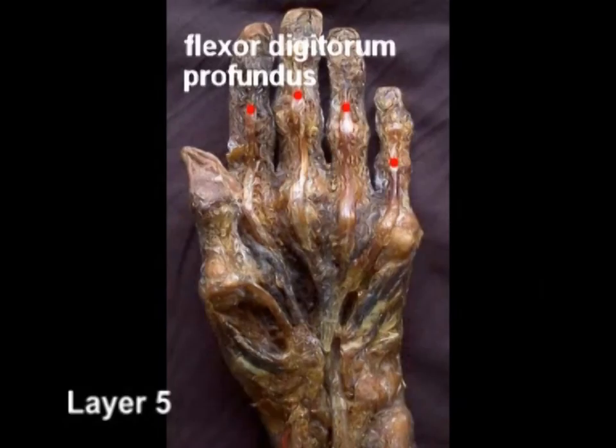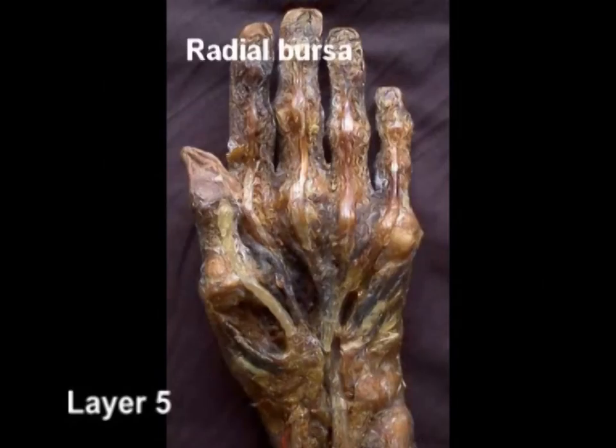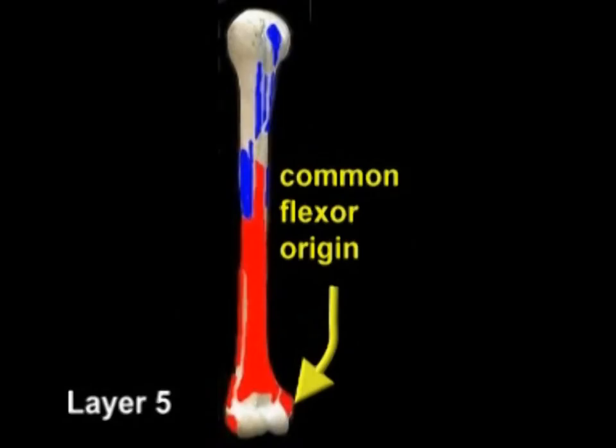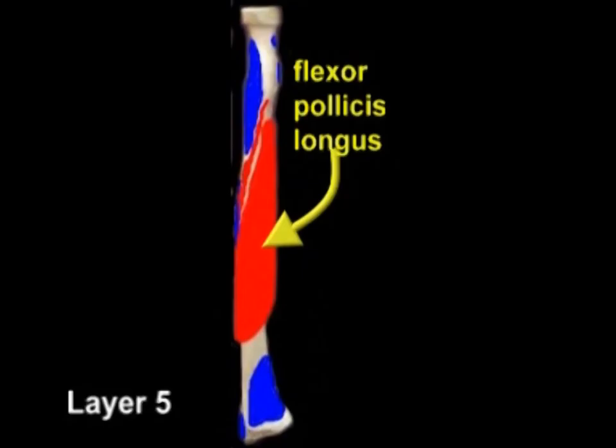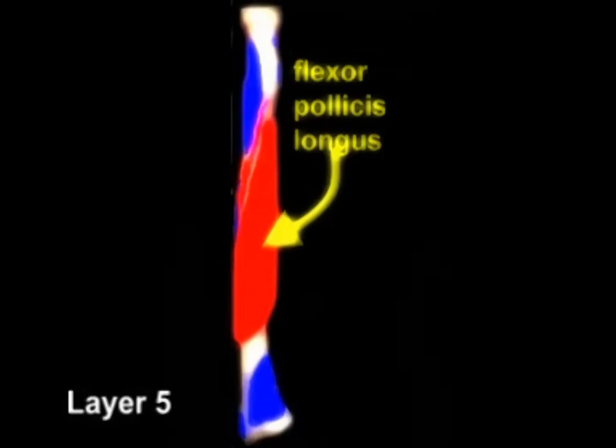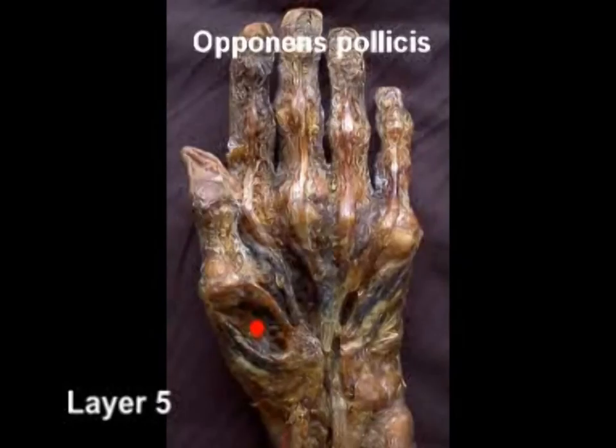The radial bursa is the synovial flexor sheath that surrounds the flexor pollicis longus, which is placed on the thumb. The long flexors take their origin from the common flexor origin at the medial epicondyle of the humerus. The flexor pollicis longus takes its origin from the front of the radius, and it is found in the radial bursa. We have now seen the last of the short muscles of the thumb, which is the opponens pollicis.